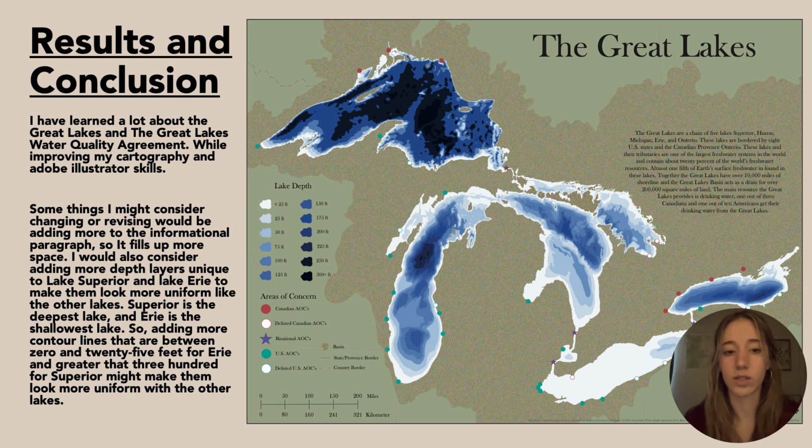If I had more time on this project, some things I might consider changing or revising would be adding more to the informational paragraphs so it takes up more space. I would also consider adding more depth layers unique to Lake Superior and Lake Erie to make them look more uniform, just like the other lakes. So I would add more contour lines between 0 and 25 to Lake Erie, and I would add more lines greater than 300 feet for Lake Superior.